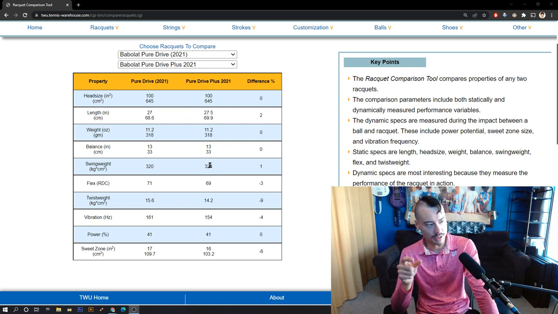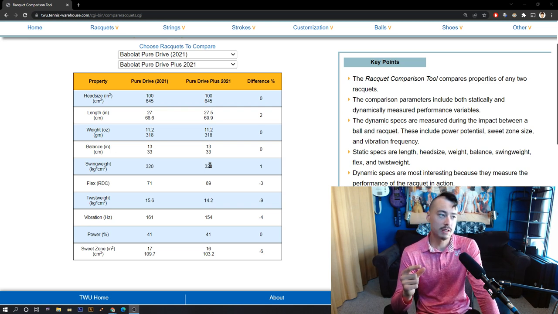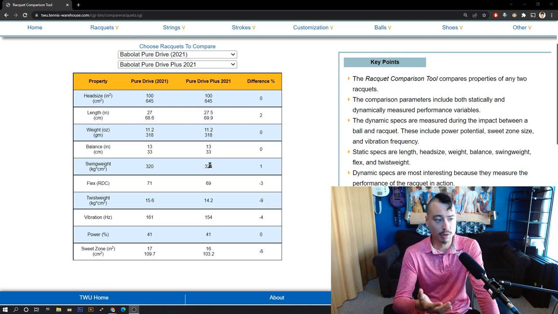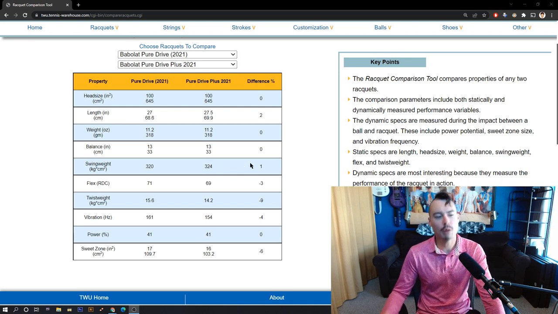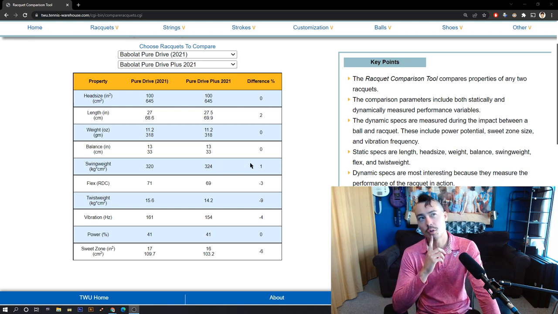So generally, if you extend something, every quarter inch that you extend it should add about 10 points of swing weight. So in theory, if it was just a longer Pure Drive, it would be like 340 swing weight, not 324. So I figured, how would they bring that swing weight down after bringing it up from increasing the length? And I figured, you know what I bet they do? I bet most of the weight is taken out of the head. And I bet a lot of that weight is taken out of the sides of the racket.